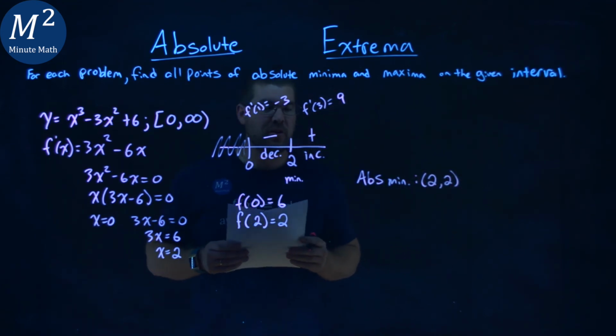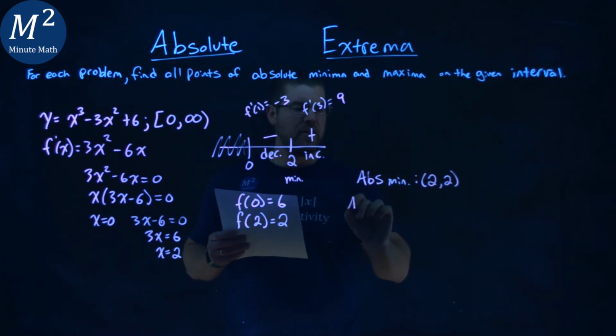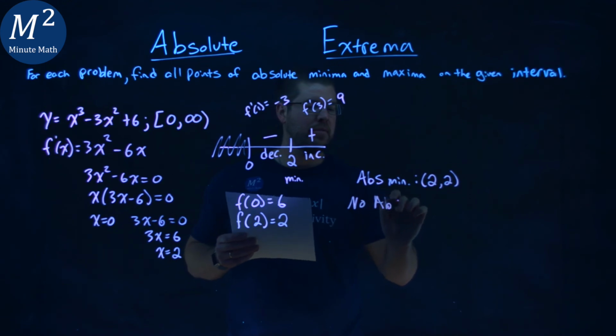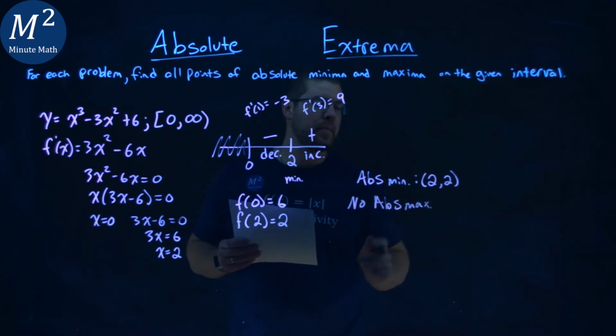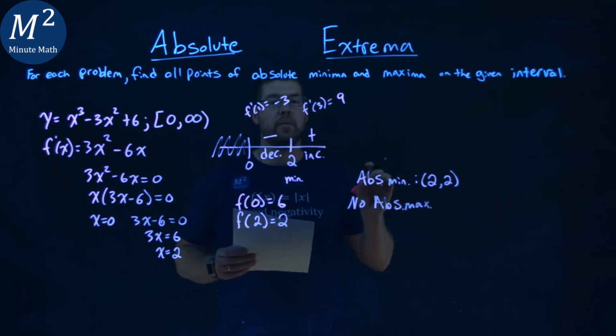And as regards absolute maximum, we don't have any because it's going on forever to positive infinity, so we have no absolute maxima. So again, our final answer here is our absolute minimum is (2, 2), and we have no absolute maxima.